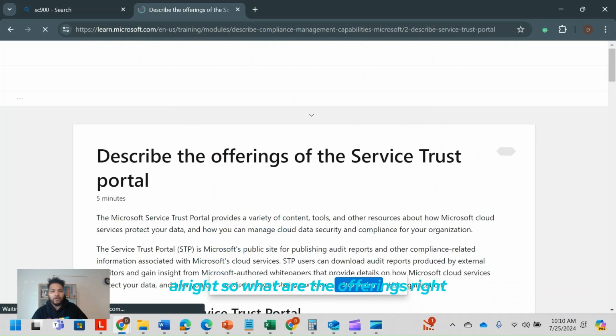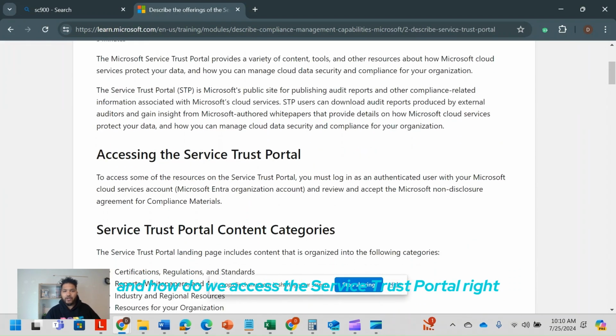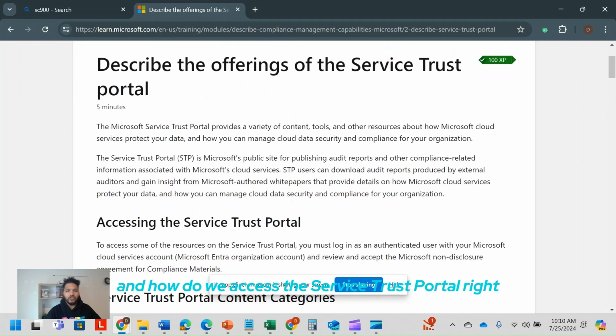All right, so what are the offerings, right? And how do we access the Service Trust Portal, right? The Trust Portal provides a variety of content, tools, and other resources about how the Microsoft Cloud services protect data and how you can manage cloud data security and compliance for your organization, right?